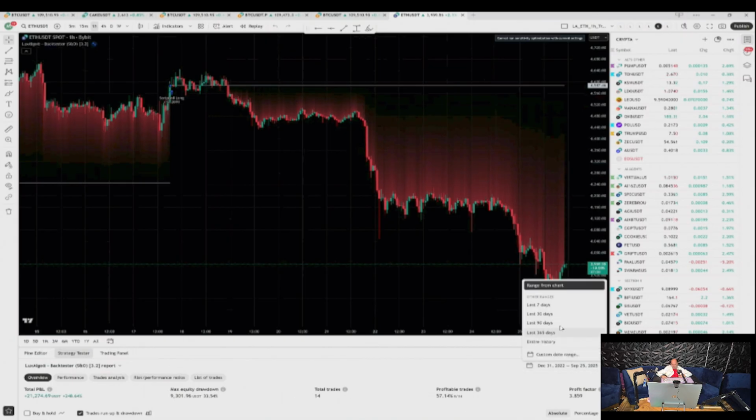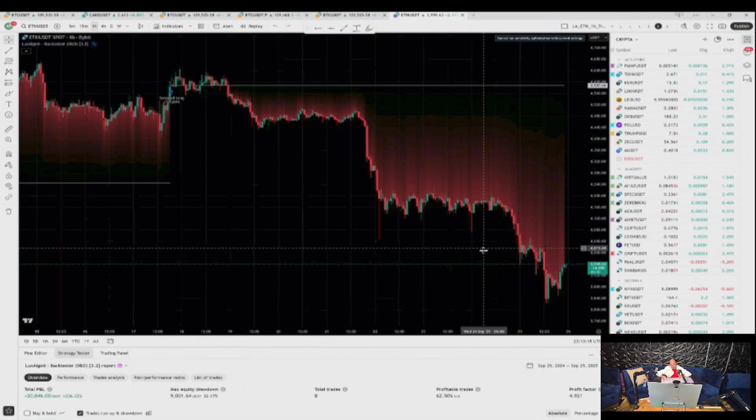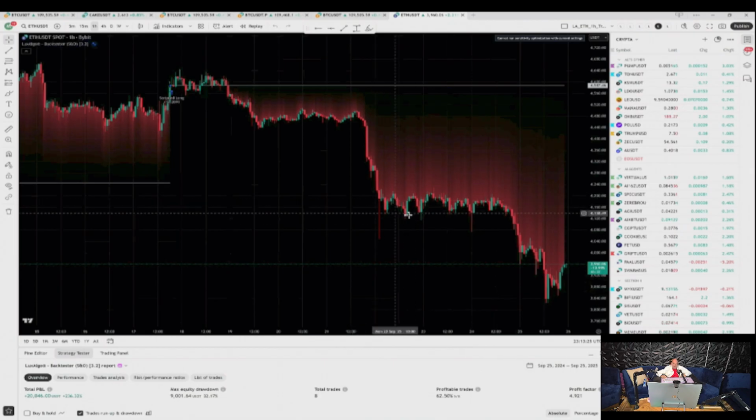Even if we look at this one for the last 365 days, it's a bit different results. 8 trades only, but 63% profitable and a profit factor of 5. That's what makes this strategy unique, because it wins so often and with such a great profit factor that even when it loses, it might not lose that much because the trade might still reverse, let's say, and go back up. And this strategy knows how to wait.